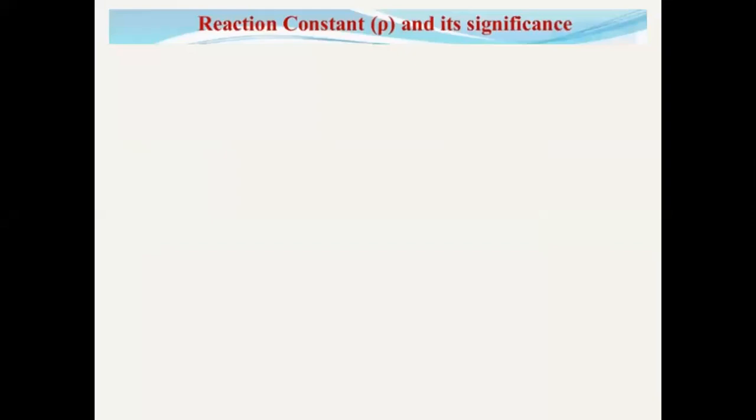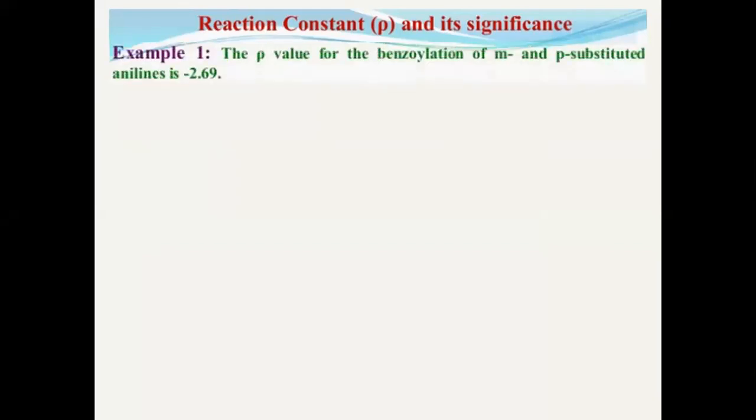And what is the significance of the reaction constant? It's very important, very interesting. Let us go for an example to understand its significance. Consider the rho value of the benzylation reaction of meta and para substituted aniline, which is minus 2.69.